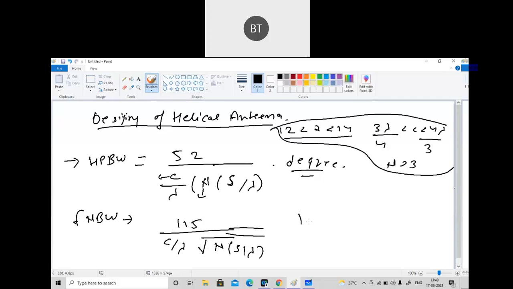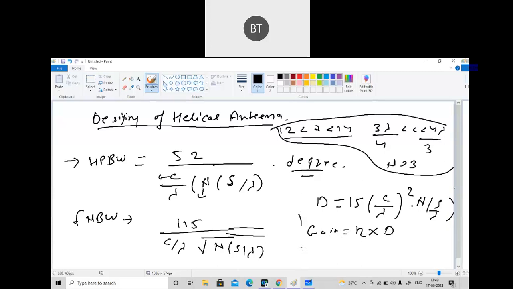Now the third thing we have to see is how to calculate directivity. The directivity will be equal to 15 into c by lambda, the whole square, into n into s by lambda. So always one problem is there: how to calculate the half power beam width, the full null beam width, and how to get directivity, or anything they can ask. Gain we already know. Gain will be equal to efficiency into directivity.